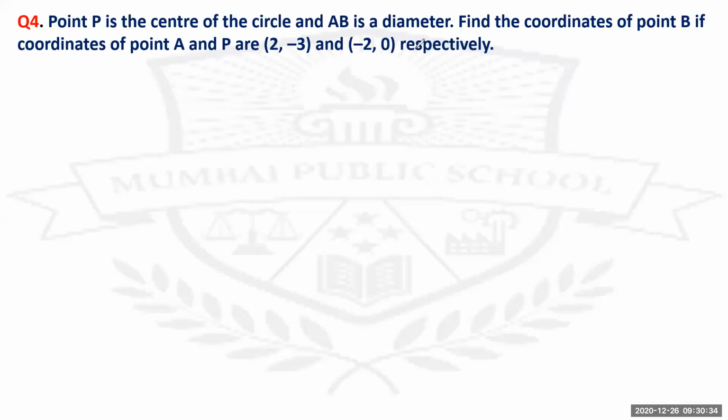When you get the word respectively in the question, you have to just remember that whatever values are given will correspond to the given points in the given order. So 2 comma minus 3 would correspond to A and minus 2 comma 0 would correspond to P. You have to just remember this word respectively. Is this clear to all the students?